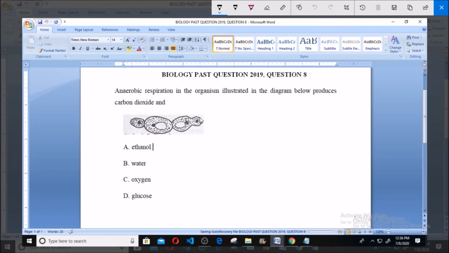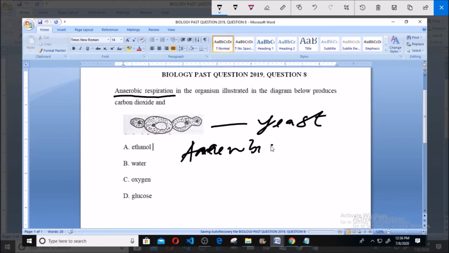Whenever you are given a question, firstly, you identify the diagram. Now, this diagram is a diagram of a yeast. Now the keyword here is anaerobic respiration. Now anaerobic respiration refers to respiration in the absence of oxygen.